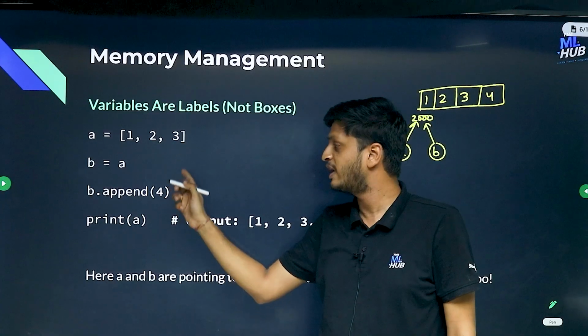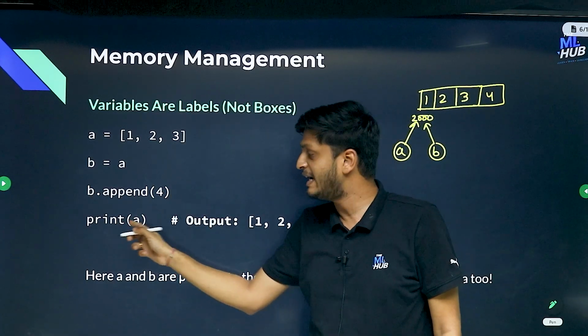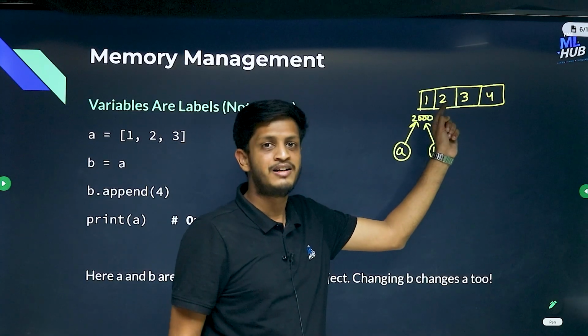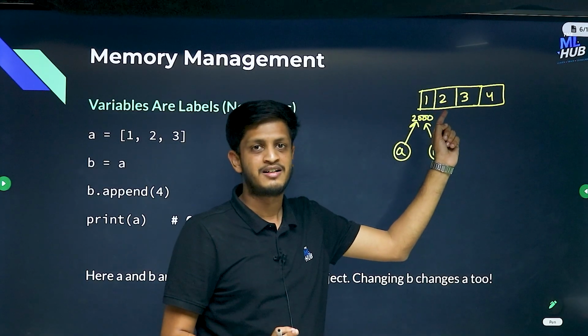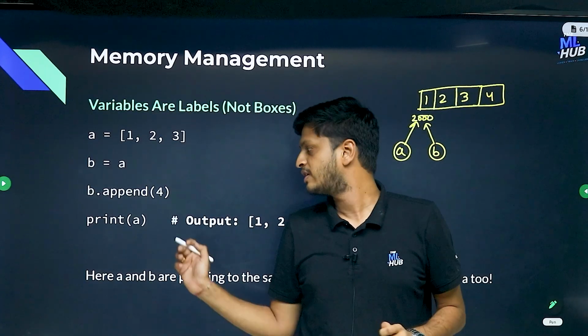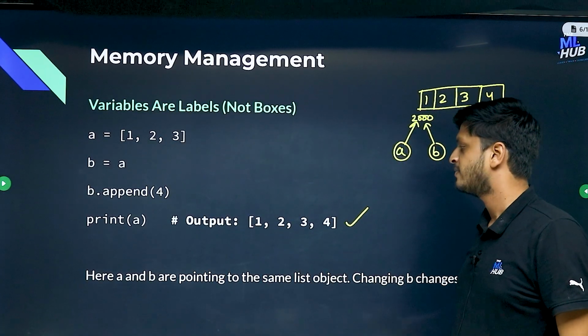You did not append 4 in A. But when you still print A, what will happen? A is also pointing to the same list only, right? New memory location was not created. So now when you print A, 1, 2, 3, 4 will be printed. The output will be 1, 2, 3, 4.